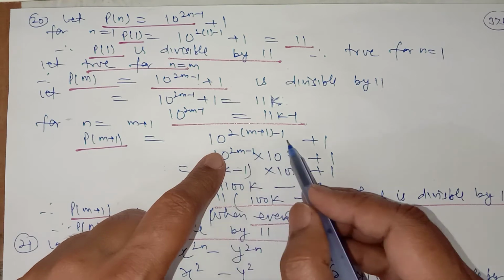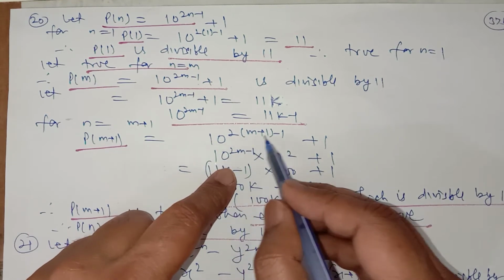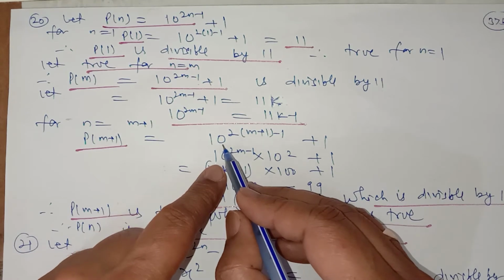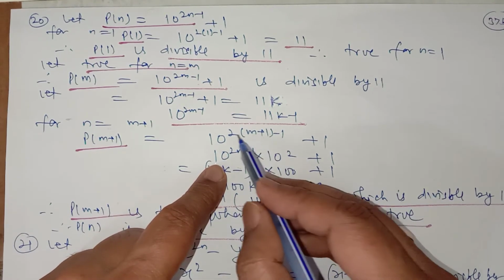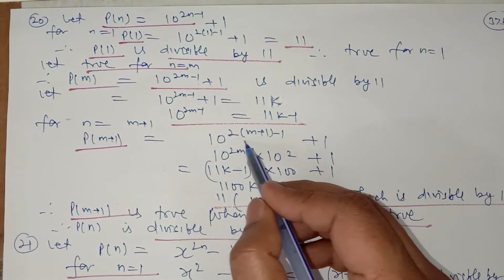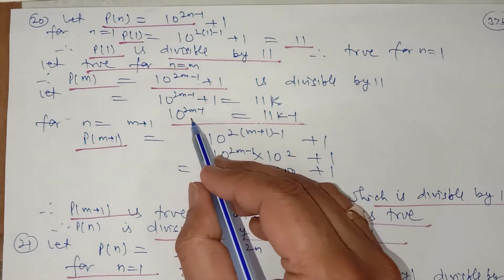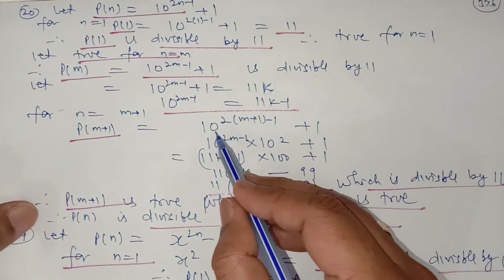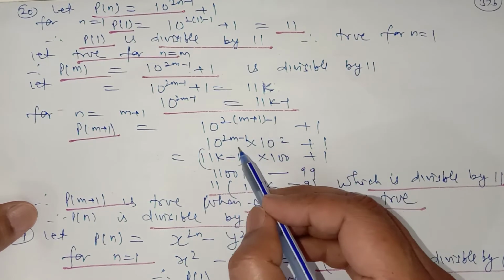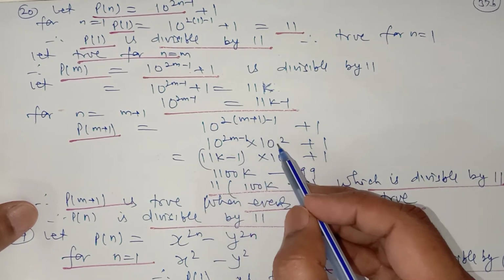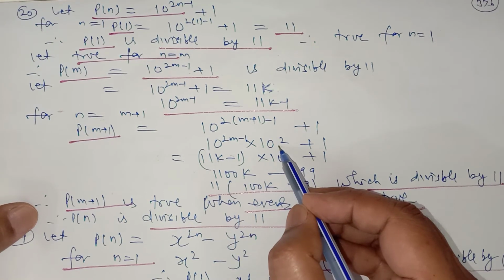Now see the arrangement here. So 10 raised to power 2m plus 2 minus 1, and I break it like this, 10 raised to power 2m minus 1 and 10 raised to power 2. Why do I break it like this? Because I know the value of this, 10 raised to power 2m minus 1. I've let it here as 11k. So 10 raised to power 2m minus 1, I put it here. 10 raised to power 2, I have put it here.